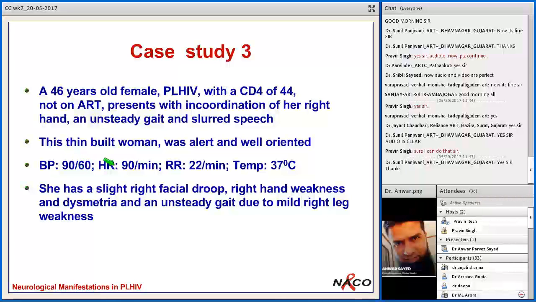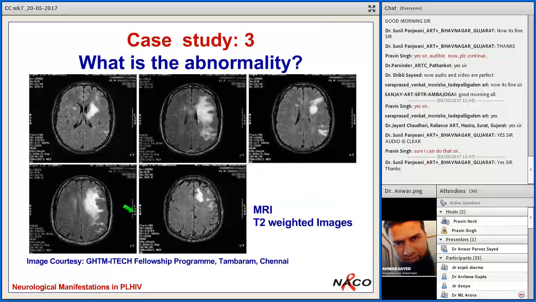BP is low or on the lower side. Heart rate is 90 and other things are okay. She has a slight right facial droop, right hand weakness and dysmetria, and unsteady gait due to mild right leg weakness. Now, if you see all this presentation, this is obviously not a global syndrome. We are seeing some kind of focal lesions also here. So we go for MRI first, and MRI or CT you can do.